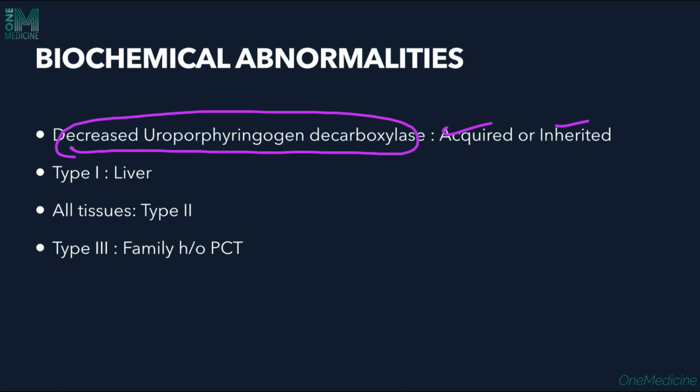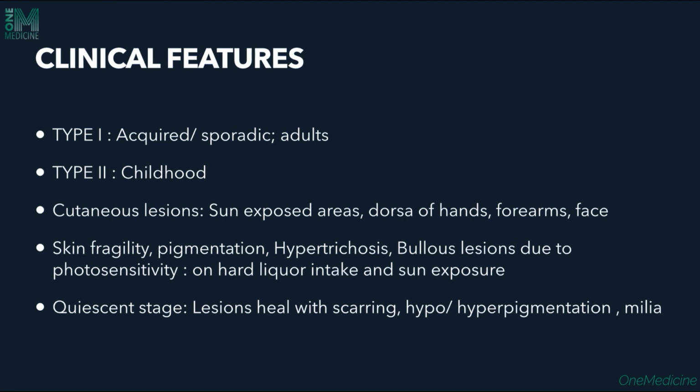In type 1 PCT, only the liver is affected. In type 2, all the tissues are affected. In type 3, there can be a family history of PCT. Type 4 is a toxic type. Clinical features: type 1 can be either acquired or sporadic, mostly seen in adults. Type 2 is the childhood type. Cutaneous lesions here are in sun exposed sites; the dorsa of hands, forearms, and face will be involved.